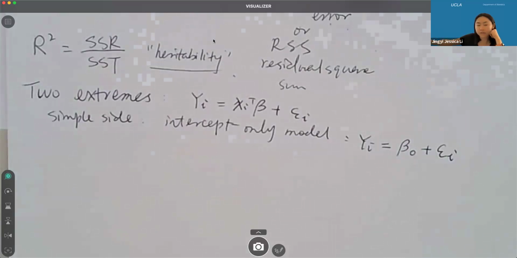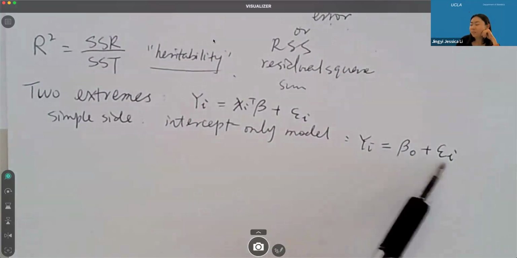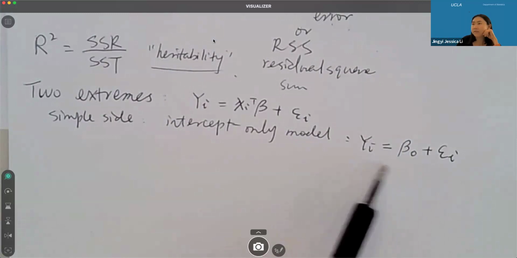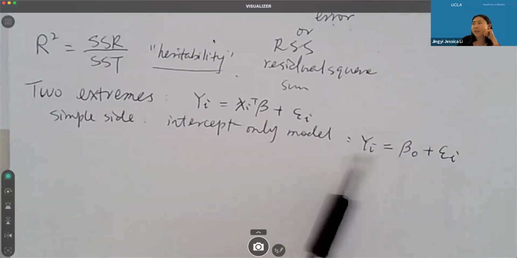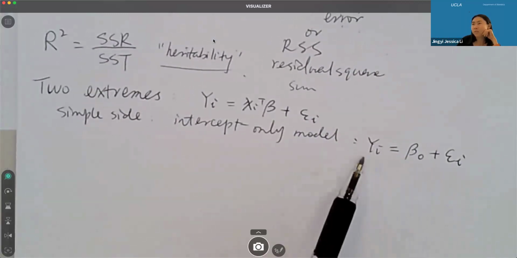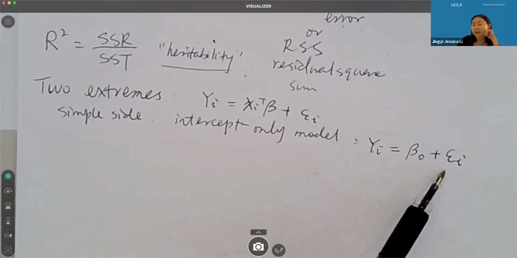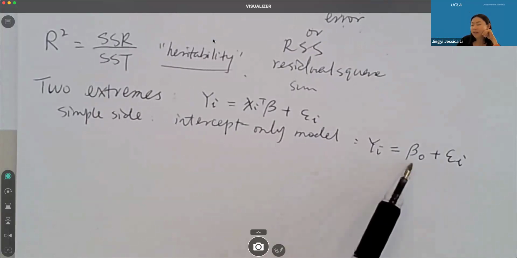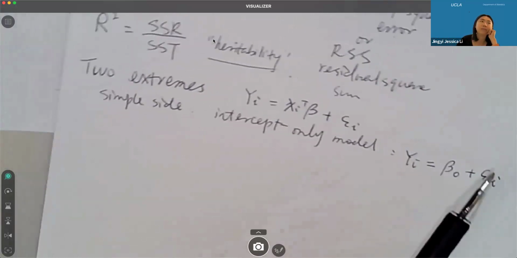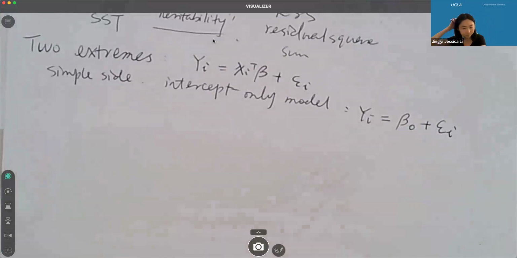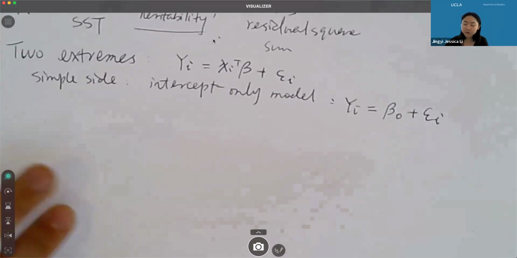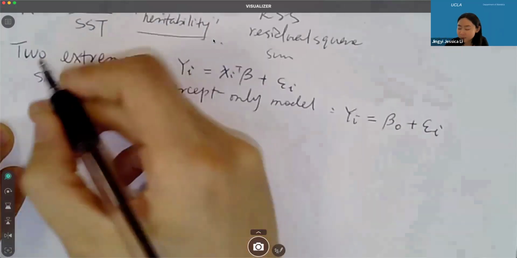And like what I said at the beginning of the class, you can see I'm still obeying this principle that I have the index i on both sides, right? It's on both yi and epsilon i. If I write yi equals beta 0 plus epsilon, that will be problematic. Where does i go? Okay. On the other extreme is the complex side.